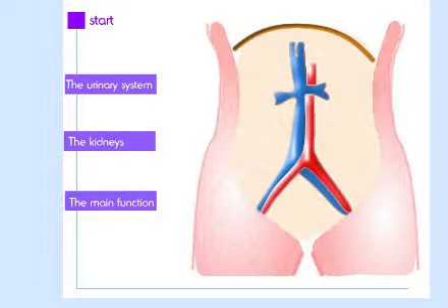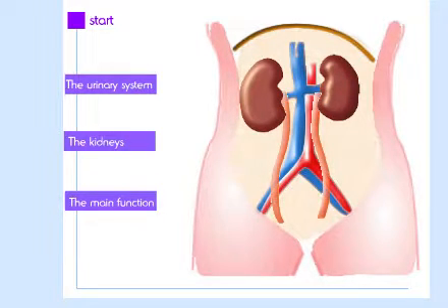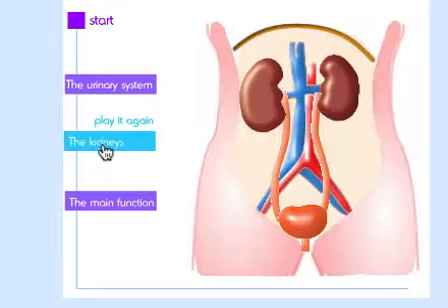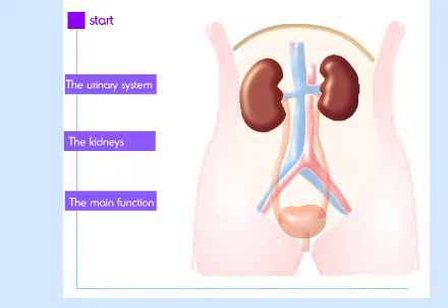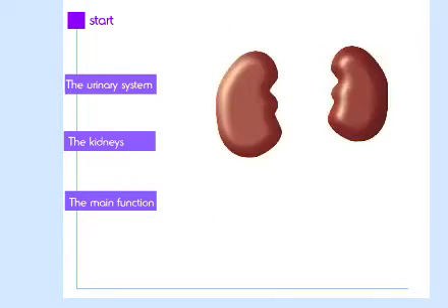The urinary system of the human body consists of 2 kidneys, 2 ureters, the bladder, and a single urethra. The kidneys are located on the posterior wall of the abdomen at waist level.